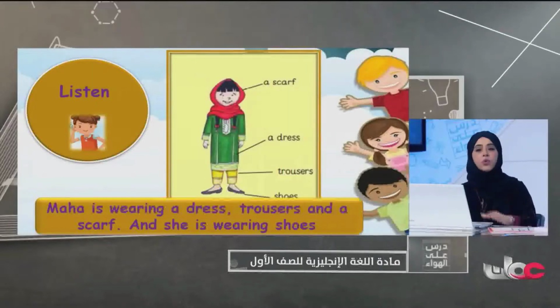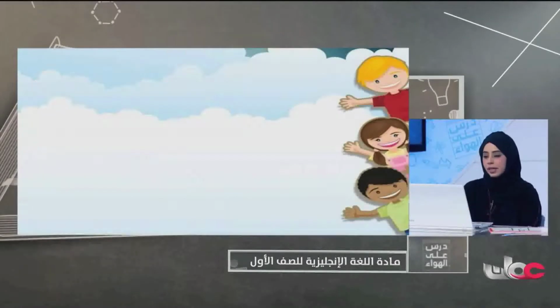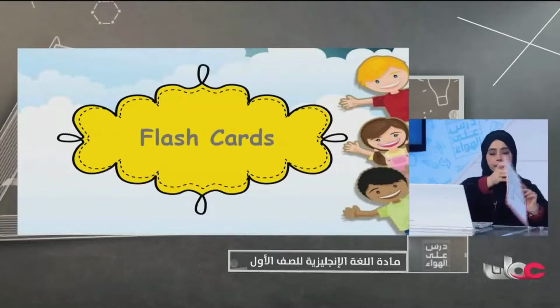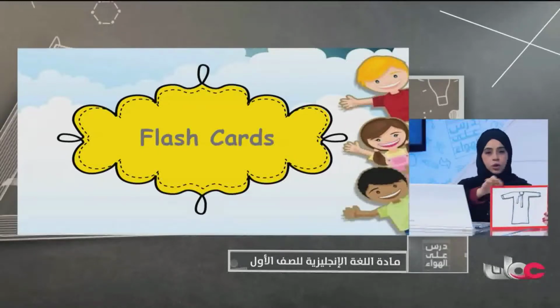Very good. So what is Maha wearing? Maha is wearing a dress, trousers and a scarf, and she is wearing shoes. Let's move now, my lovely students. Here I'm going to show you some flashcards, and we are repeating the names of clothes, okay?